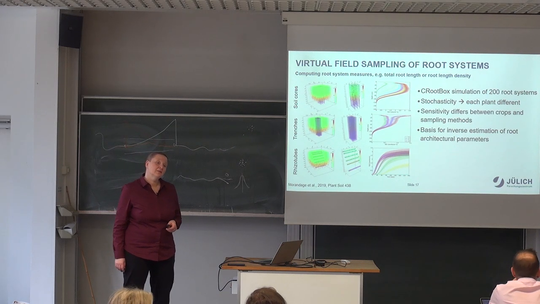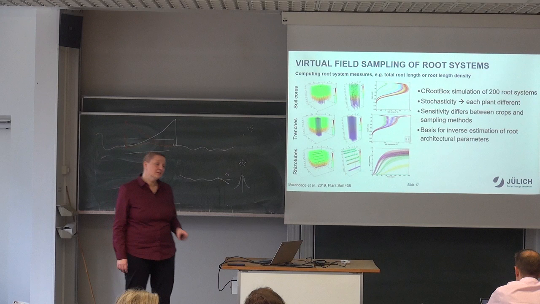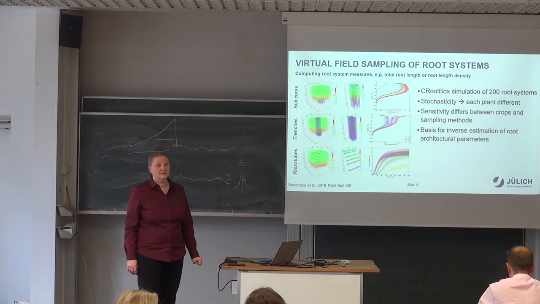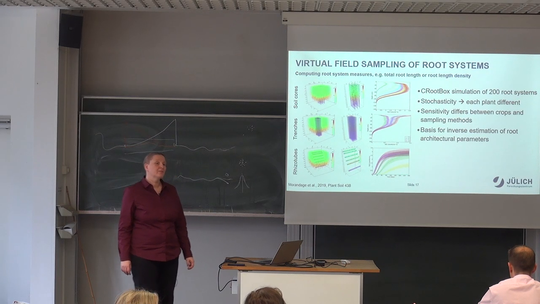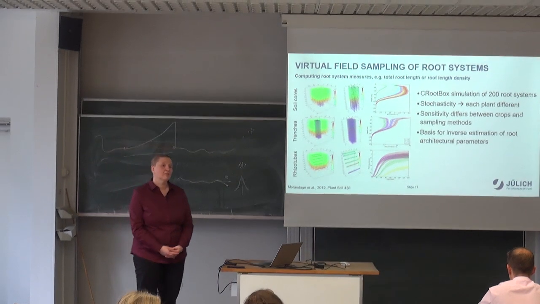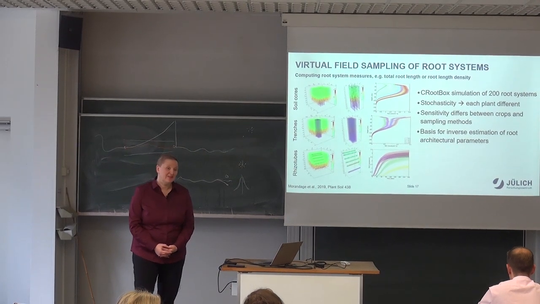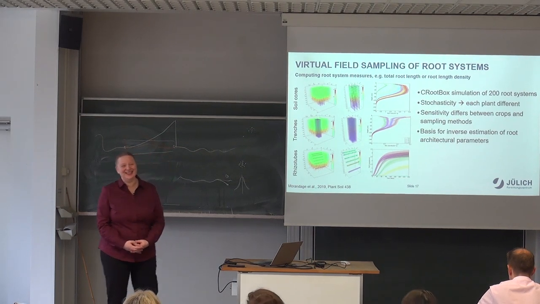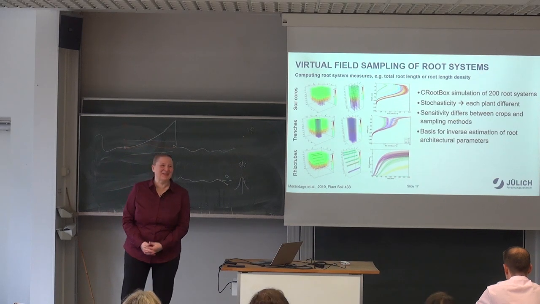A question related to that one. You could take the entire simulated field and make a root distribution and then see which method, like soil cores, trenches, or minirhizotron tubes, would be best to catch it. That's the idea. What would you say is the best one? I don't have an easy answer at this moment, sorry.